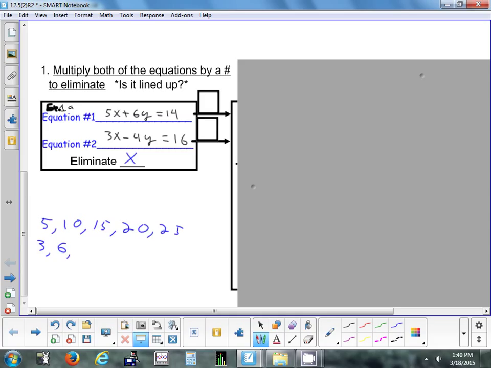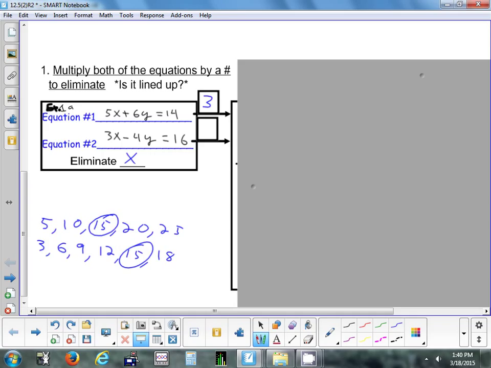What are the numbers? 9, 12, one more, 18. So these are your multiples of 5. These are your multiples of 3. You're trying to find a number that's in both lists. 5 is not in both lists. 15. Good. 15 is in both lists. So what do you multiply 5 by to make it 15?